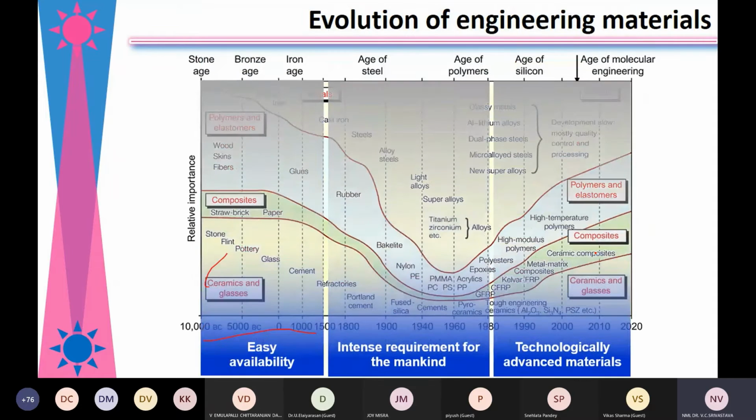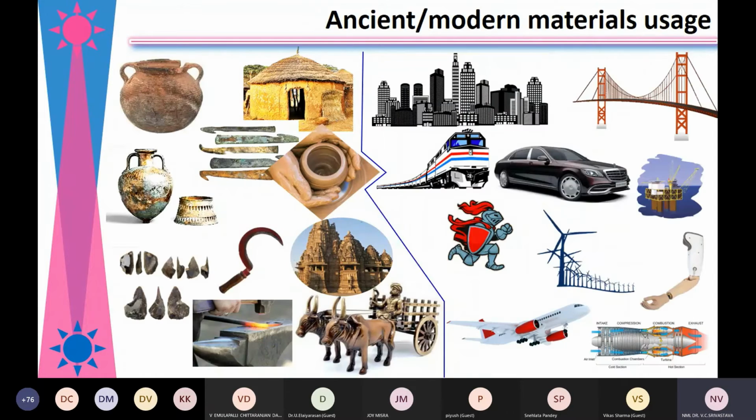But why did it happen? Because earlier it was the easy availability of the material and then the intense requirement of mankind that led to new developments. And right now we are in this region of technologically advanced materials. That has led to a drastic change in the products we see around. On the left side, you can see ancient processes and ancient products, and on the right side, the modern products. All this happened due to these developments.